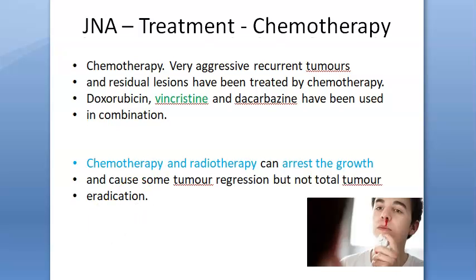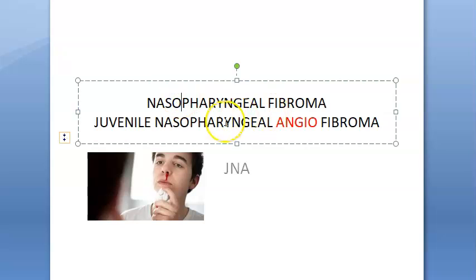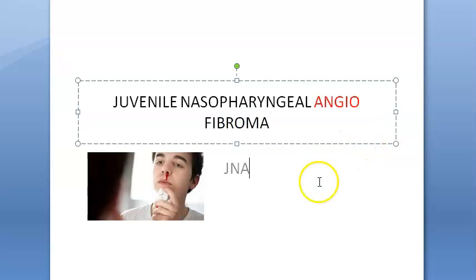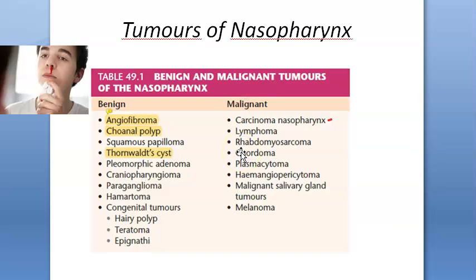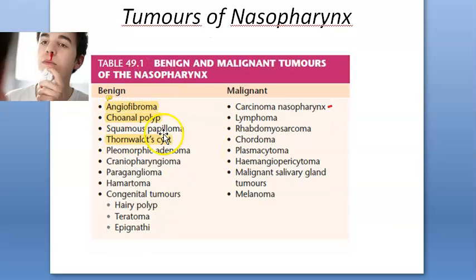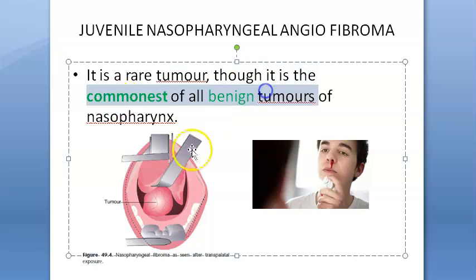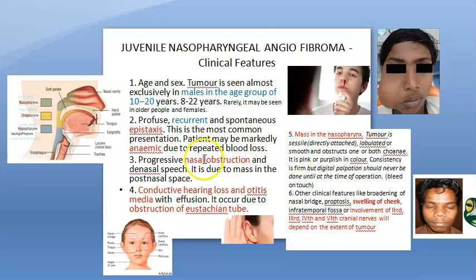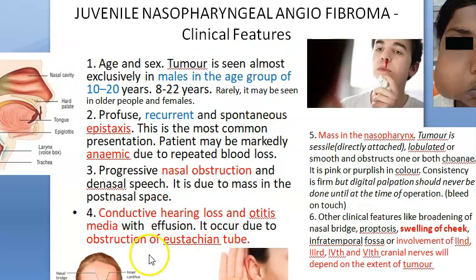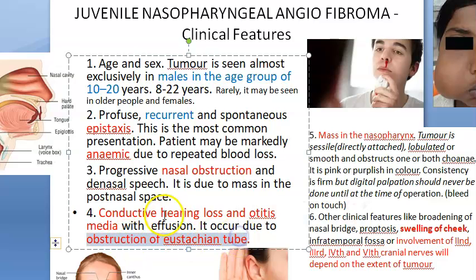Okay. So that's all, guys. In this video, we have looked at nasopharyngeal fibroma, that is juvenile nasopharyngeal angiofibroma, JNA, you can remember. This is usually, where is it arising? Here in the posterior part of the nasal cavity. It is growing into the nasal cavity, nasopharynx, and also the pterygopalatine fossa. It's a benign condition of the nasopharynx. It is the commonest of benign tumors of the nasopharynx. Then you will see it in males, adolescents, 8 to 22 years. They'll have profuse recurrent epistaxis, because of which they will become anemic. They will have nasal obstruction because of this mass. They can have obstruction of the eustachian tube, which can cause conductive hearing loss and otitis media with effusion.